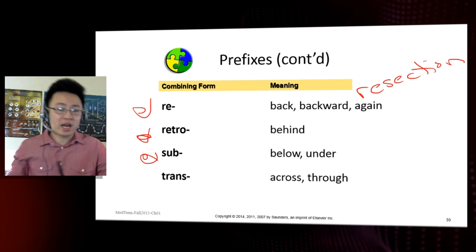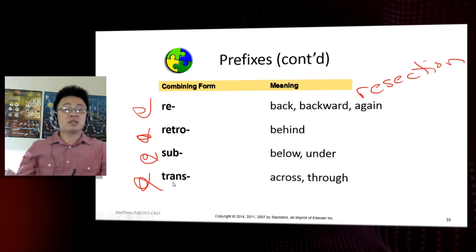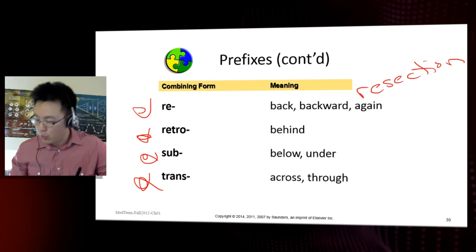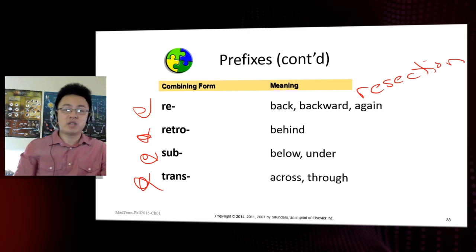And then you have trans. Everyone should know what this means. Trans means across or through. For example, transcontinental, transport, or transhepatic in your textbook.